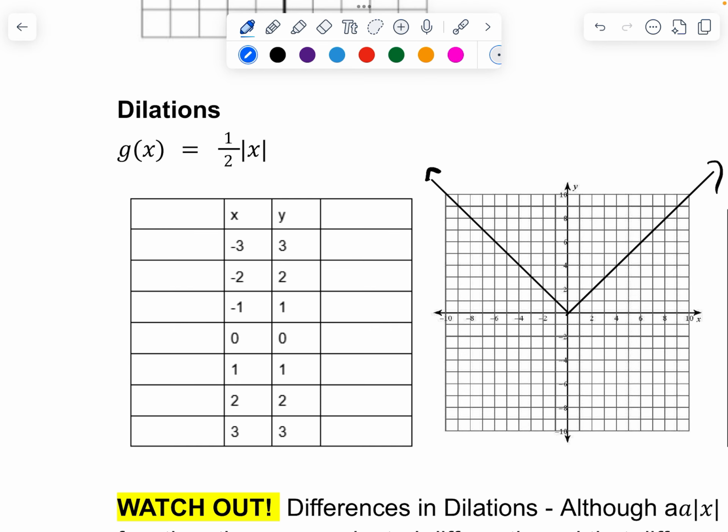Now what this is telling me is on the outside of the absolute value. If it's on the outside of the absolute value, that means we're doing something to the y's. So I'm taking half of the y value. So that's going to get me 1.5, 1, 0.5, 0, because anything times 0 is 0, 0.5. Nope, try that again. How about that's just 1, and this one's 1.5.